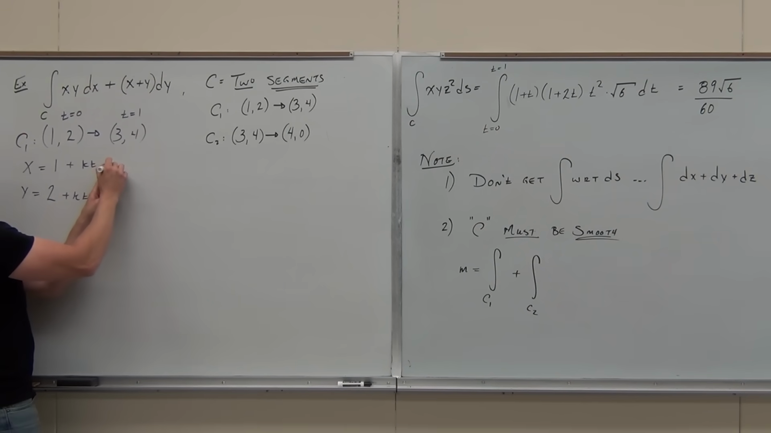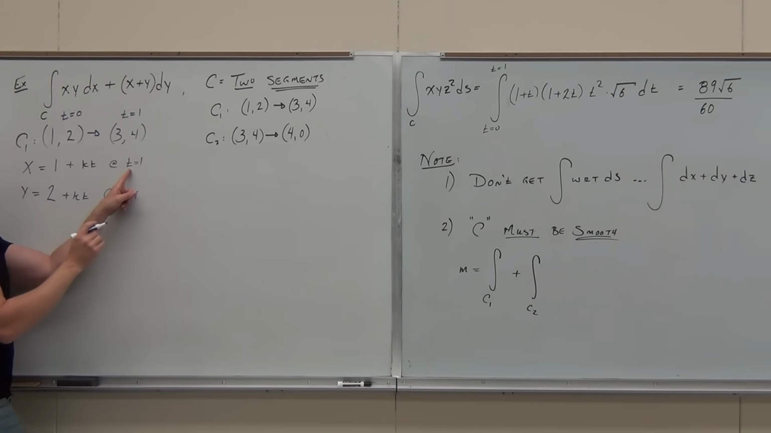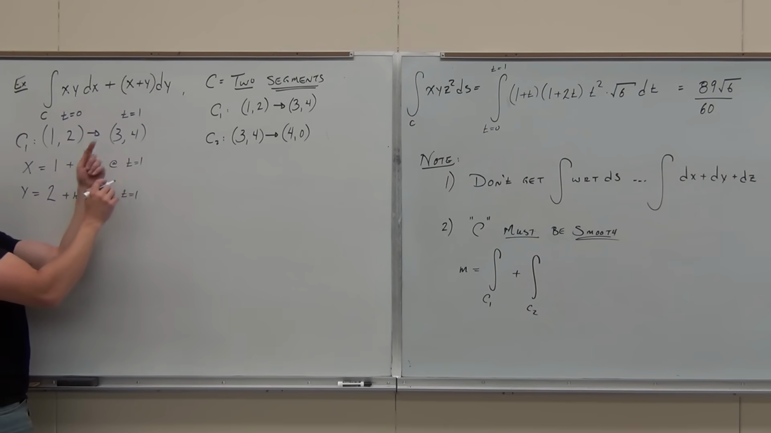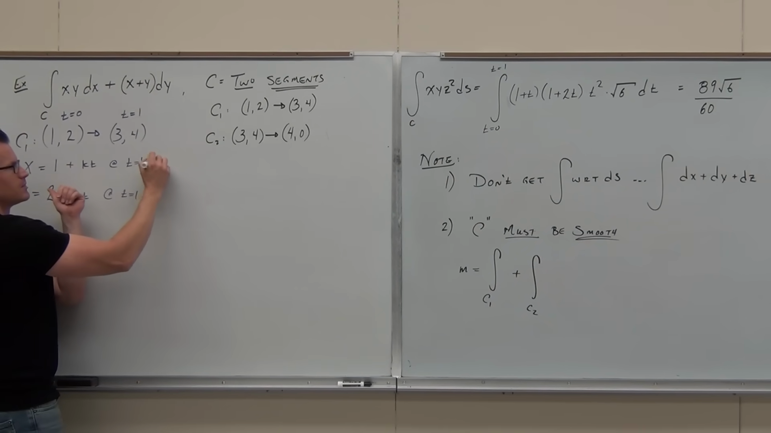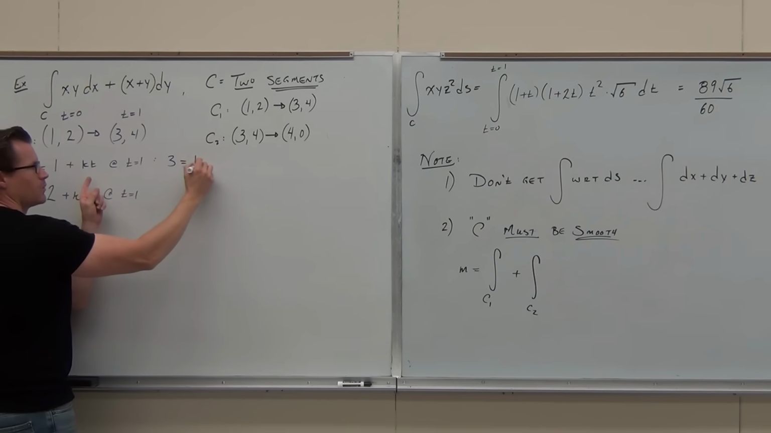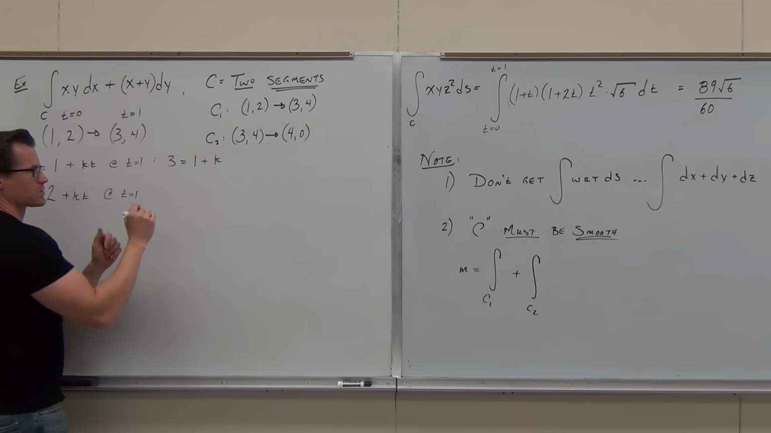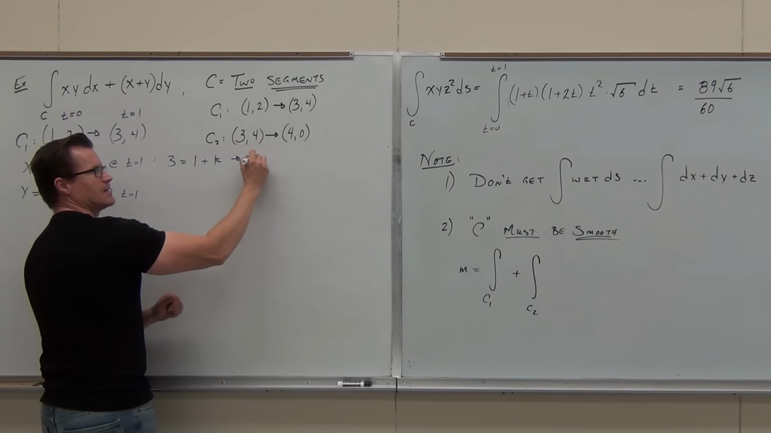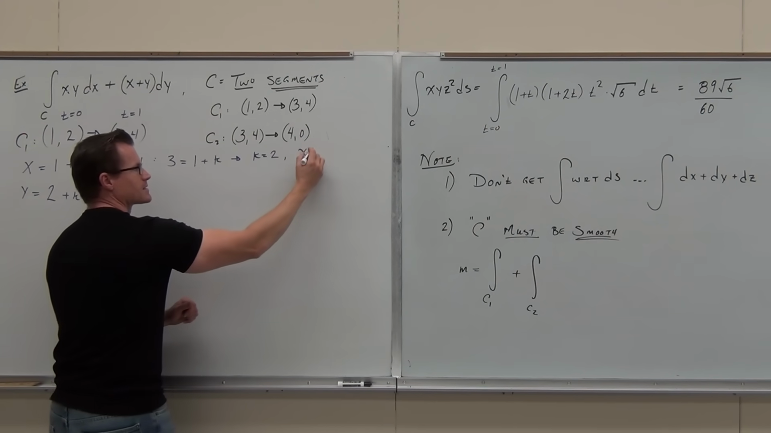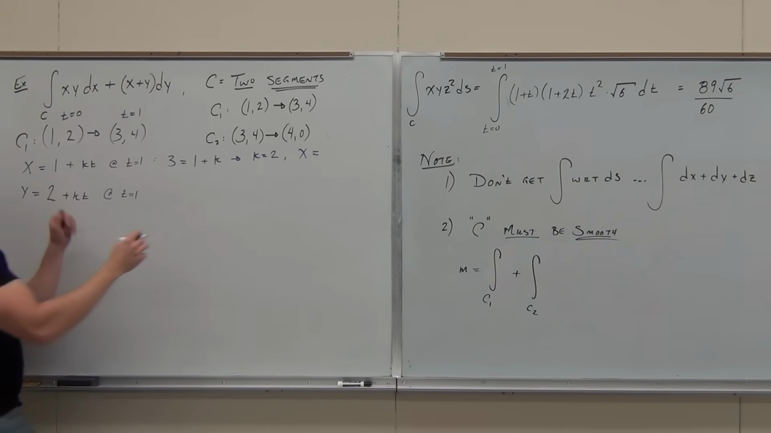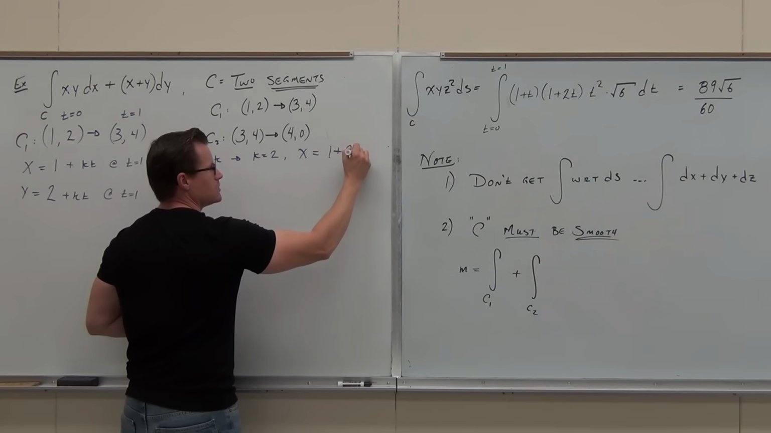At t equals 1, if t equals 1, my x value is 3. My 1 is still there, my t value is 3, which means that I get this coefficient of 2, and x now equals 1 plus 2t.